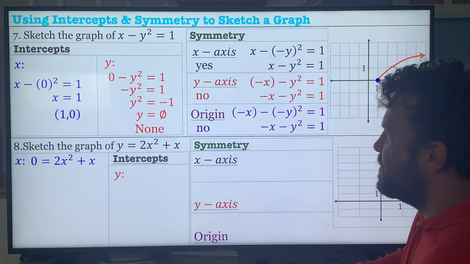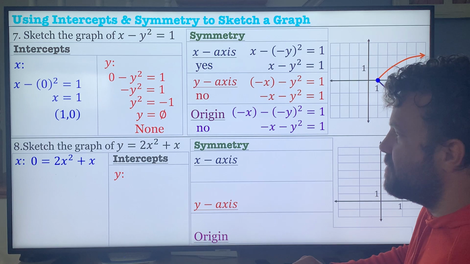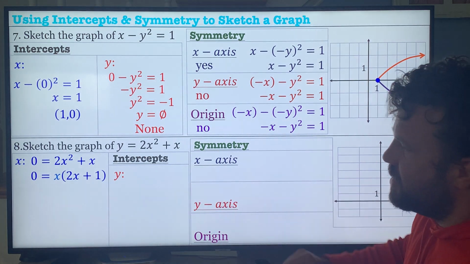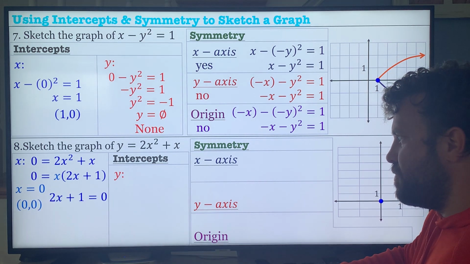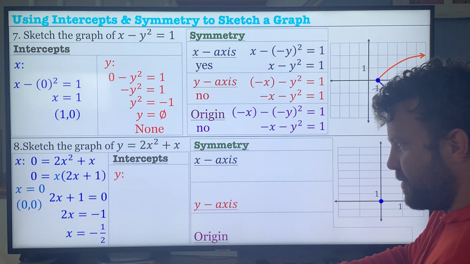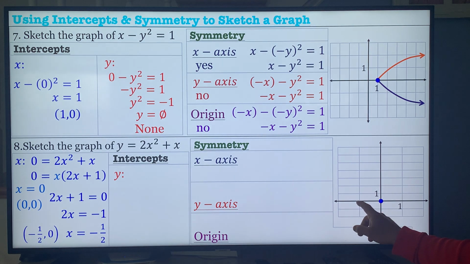Sketch the graph. Set y equal to 0. So you take the x out. Set x equal to 0. 2x plus 1 equals 0. Subtract 1. Divide by 2. X equals negative 1/2. So that's negative 1/2, 0.